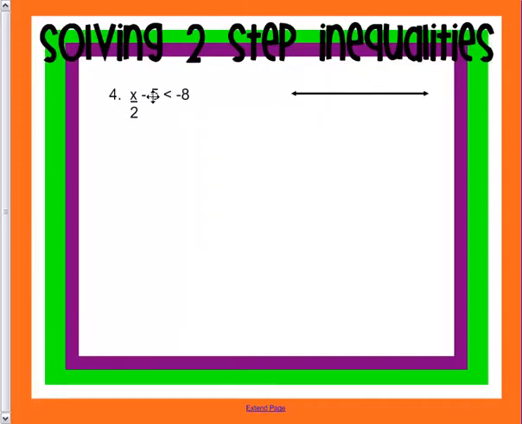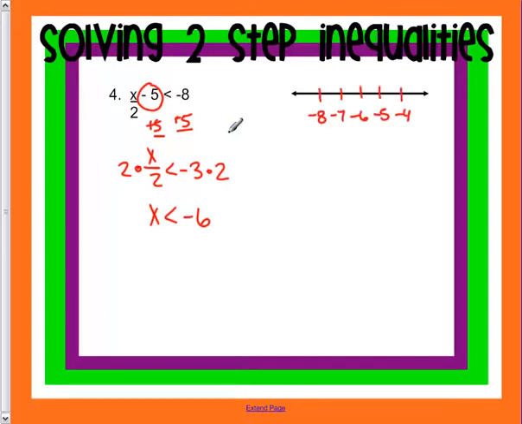Okay, here we're going to add 5 first to both sides. We're left with x divided by 2 is less than negative 3. We're going to multiply because this is x divided by 2. We multiply by 2 on both sides. X is less than negative 6. So in this case, we didn't multiply by a negative, so the sign stays. So let's graph this. Open dot because it's not equal to, and it's less than negative 6, so it goes this way.